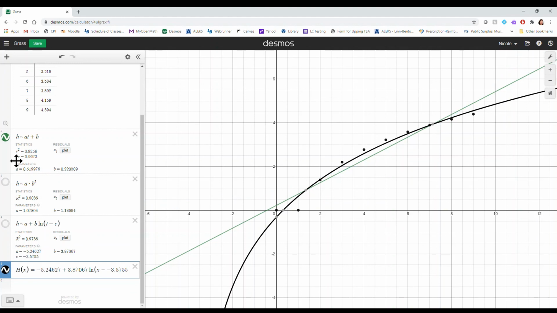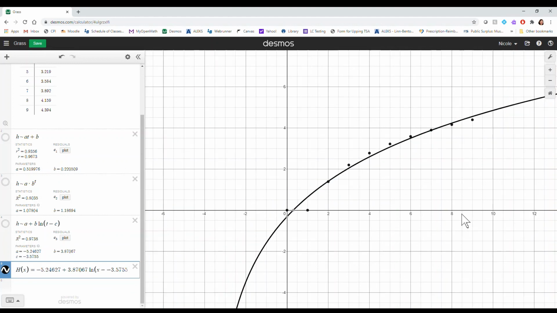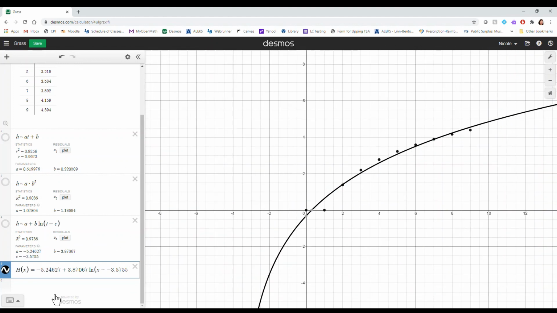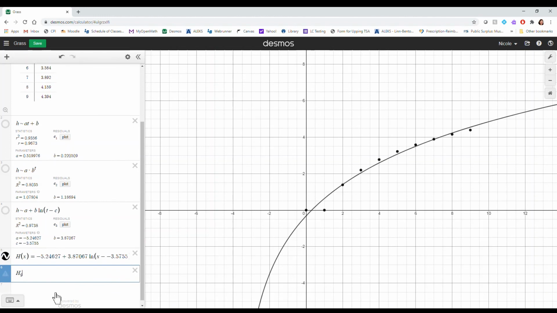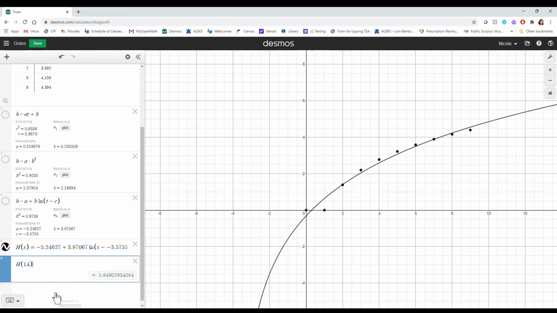So let's turn these guys off because we decided we didn't want to use them. And this is the model that we're going to use. And now to make our prediction, what's it going to be like in 2 weeks? Well, that's 14 days. We can find h of 14. Oops, I should use parentheses, that would help. H of 14, Desmos tells me, is 5.849. So we would approximate that the grass would be 5.849 inches tall.